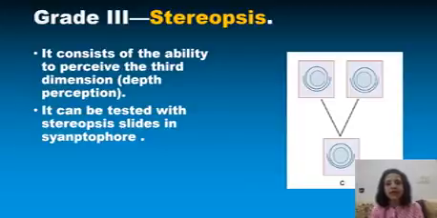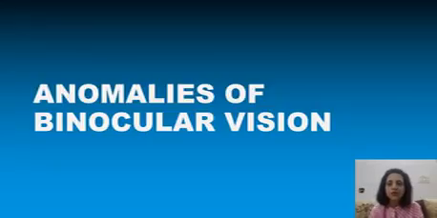Then the third grade of binocular vision is stereopsis. This consists of the ability to perceive depth. Depth perception is known as stereopsis. So this will be the slide of a bucket, and a person having normal stereopsis will be able to see the bucket with depth perception.